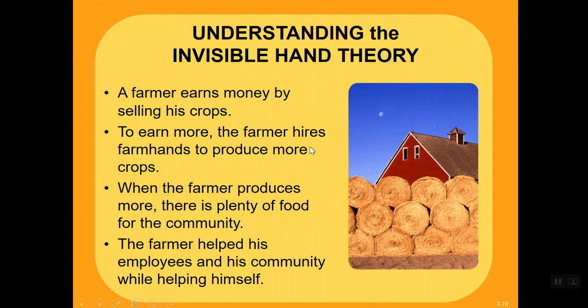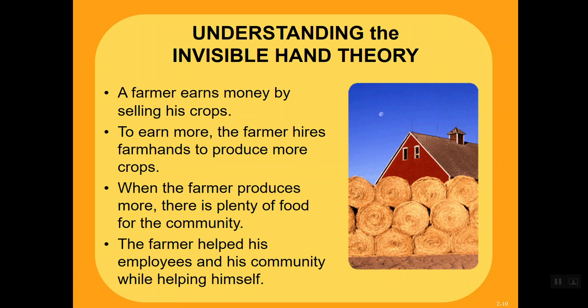Farmer earns money by selling crops. To do that, he needs or she needs to employ more people. When they hire more people to produce more, there's going to be plenty of food for the community. So the farmer helped the community by providing more food, helped his employees by providing them wages so they can buy what makes them happy, and of course helped himself because he's operating a business that's making a profit. So that's a pretty good example of how to relate the invisible hand theory to a type of business within an economy.